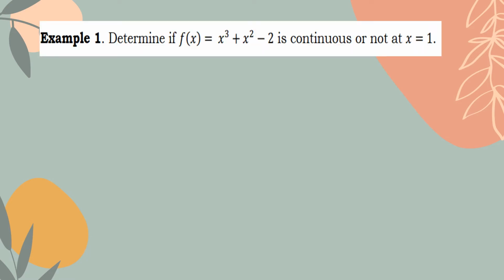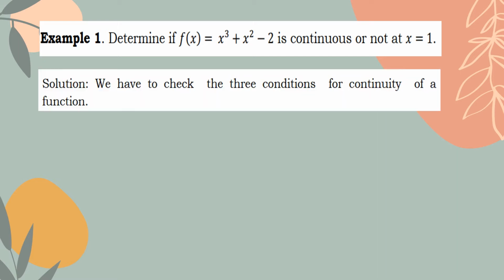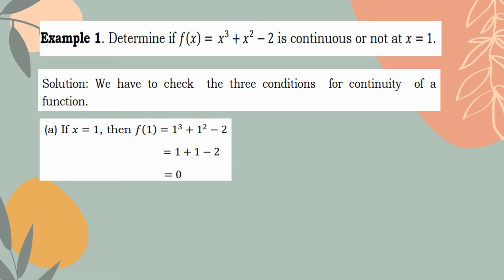Okay, example 1. Determine if f of x is equal to x cubed plus x squared minus 2 is continuous or not at x equals 1. So we have to check the 3 conditions for continuity of a function. First, f of c. Let's determine if f of c exists. What's the value of c? It's 1, right? At x equals 1. If x is equal to 1, then you have to find f of 1.